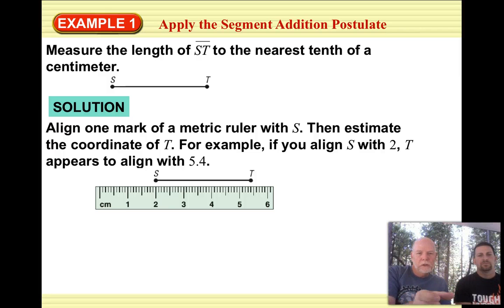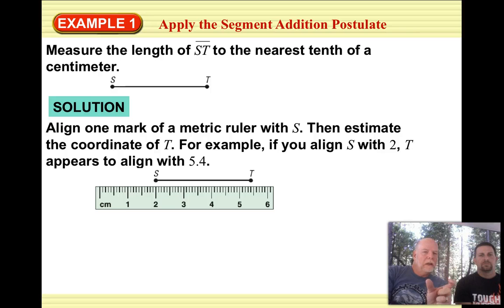And so the big units, 1 unit, 2 units, 3 units, are centimeters. And the notches in between, the marks in between, would be millimeters or tenths of a centimeter. As you line up that centimeter ruler, it comes out to 5.4 is where the T ends up being. But they're lining up the S with the 2.